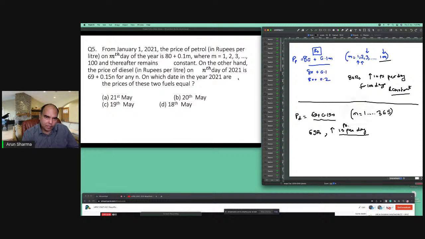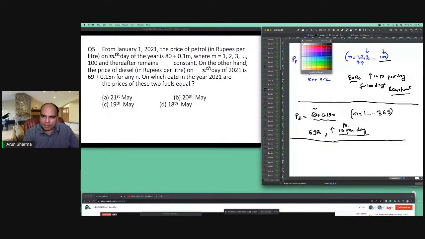So the question is, on which date in the year 2021 are the prices of these two fuels equal? As I said, those of you giving CAT, you can have a look at the Darjeeling Tea UTT question. You'll realize it's exactly the same question as this one. In fact, even the answer is the same: 20th. The answer there was also the 20th. Only difference, if I remember correctly, is that this was 89 plus 0.15N, and that was 100 plus 0.1N. That's the only difference.